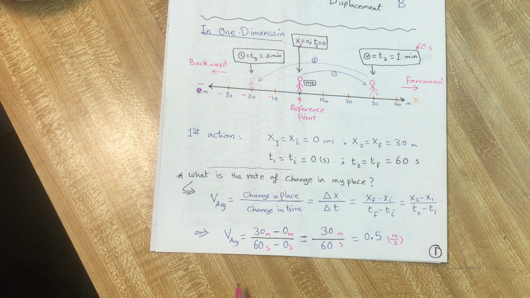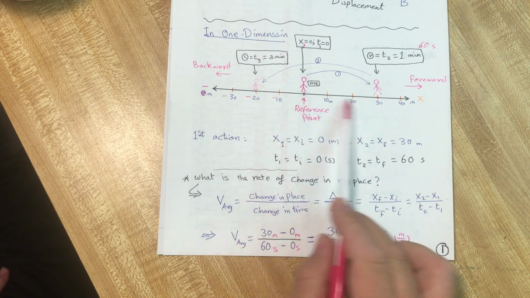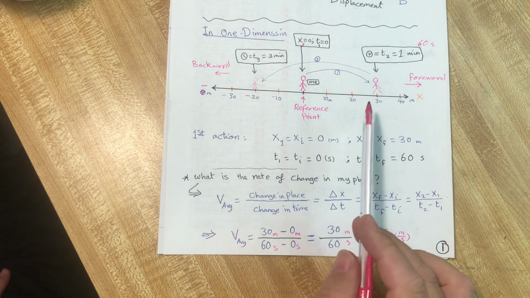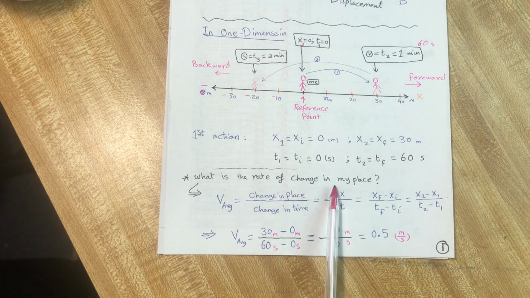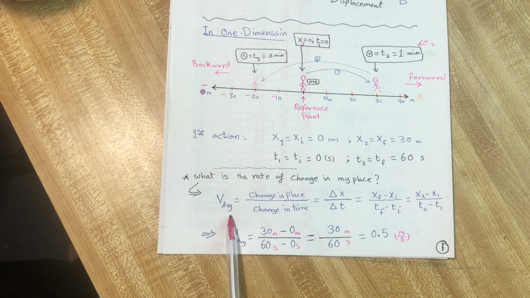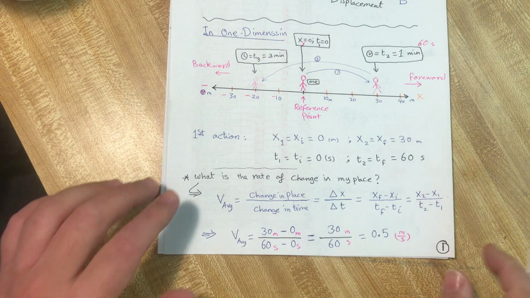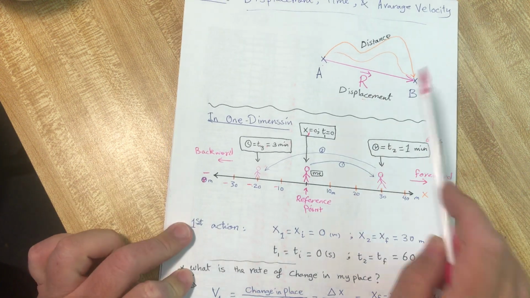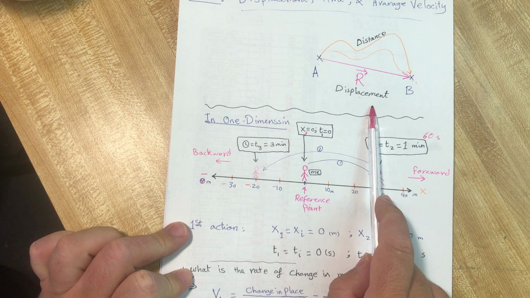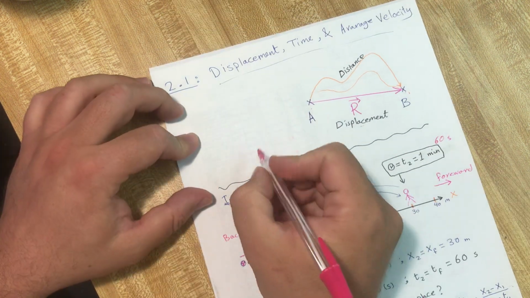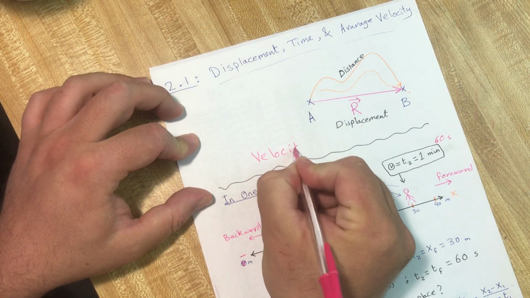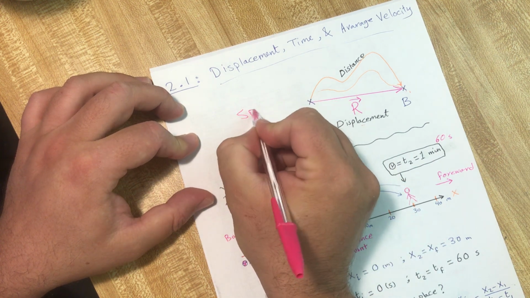Now, it is important to know the rate of change in my place. What is my speed or velocity? Speed and velocity are different things. We will talk about them. The rate of change is the average velocity or average speed. To tell you something, when we talk about vectors or the displacement, it is the velocity. When we talk about the change in distance, it is the speed. The velocity is a vector, but the speed is not.